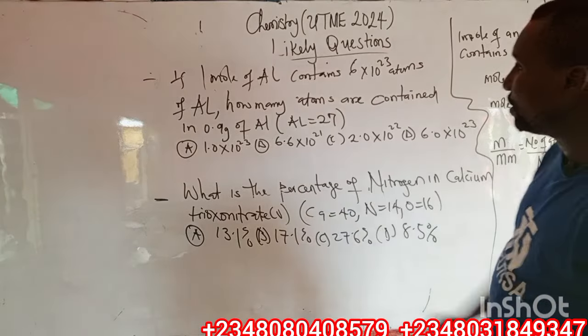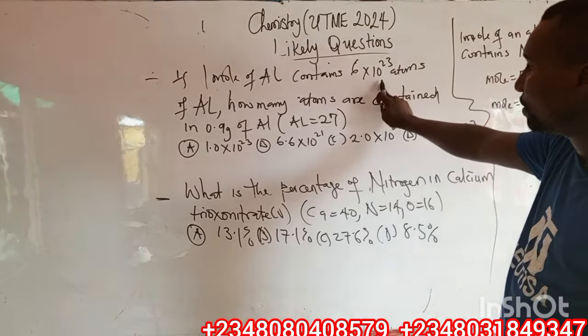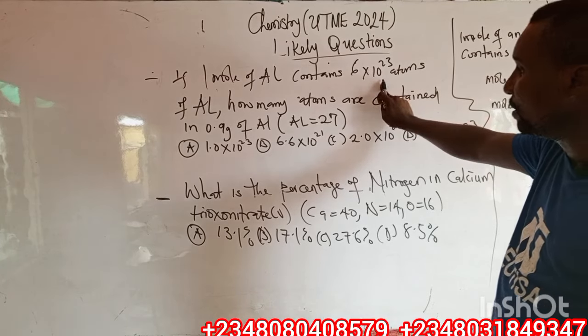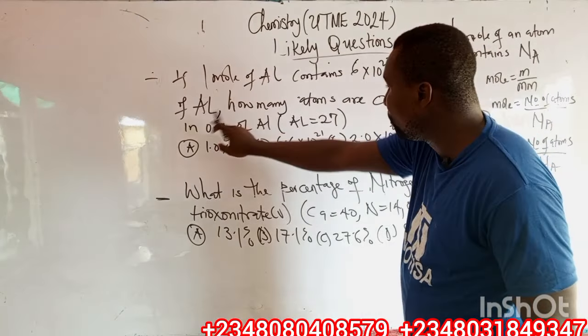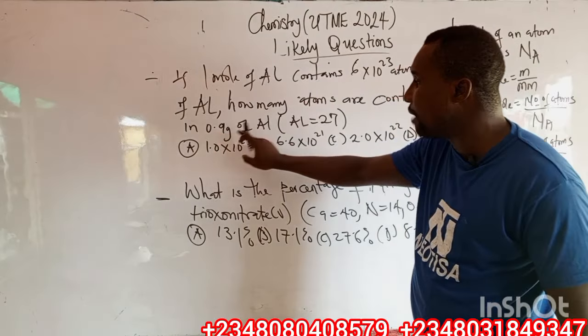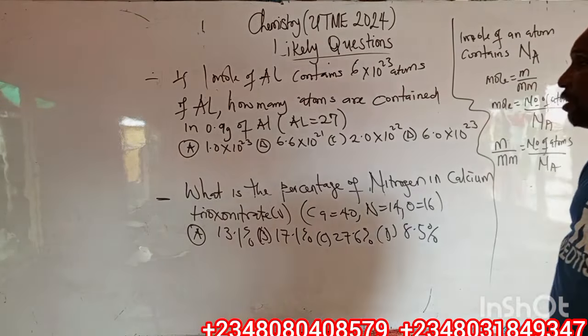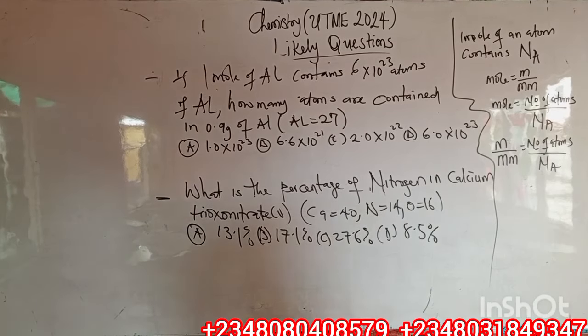Then let us look at the question. In the question, they say 1 mole of aluminium contains this number of atoms of aluminium. Then how many atoms are contained in 0.9 grams of aluminium?